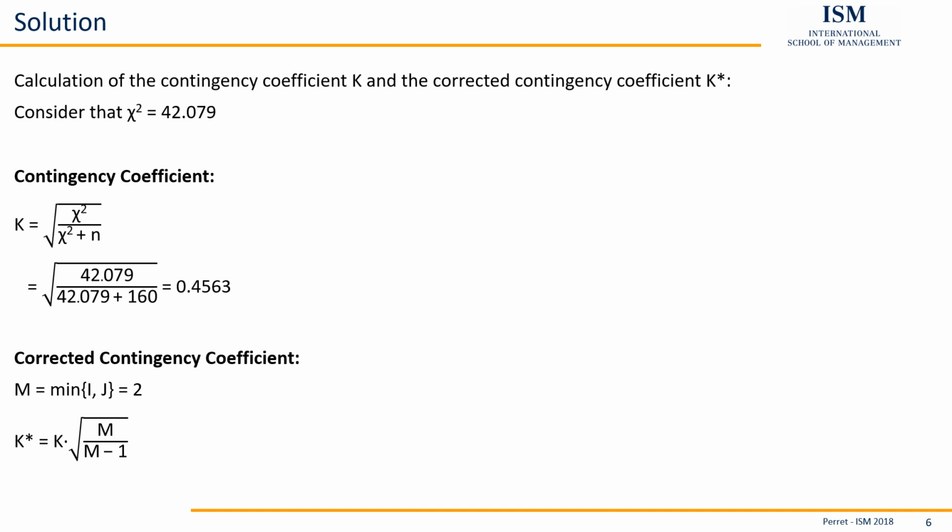So we need the 2 to get our correction factor. The correction factor is the square root of 2 divided by 2 minus 1. So here we have the square root of 2 divided by 1, so the square root of 2 is our correction factor. This value is just multiplied with the contingency coefficient we got before, leading in the end to a corrected contingency coefficient of 0.6453. This then is a measure in the interval 0 to 1.